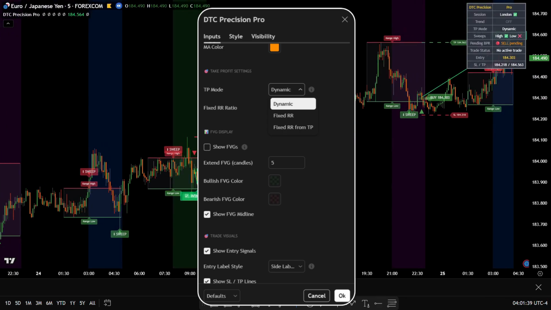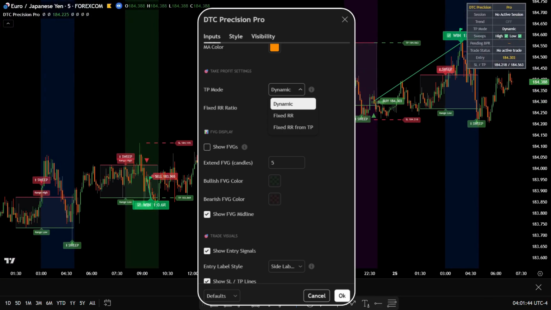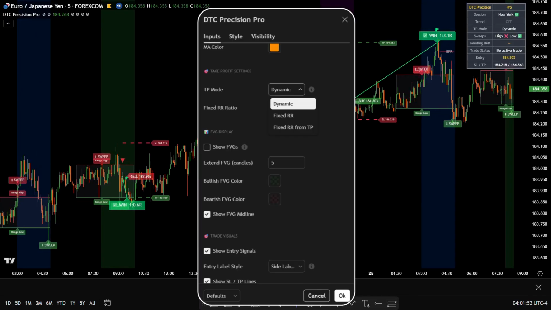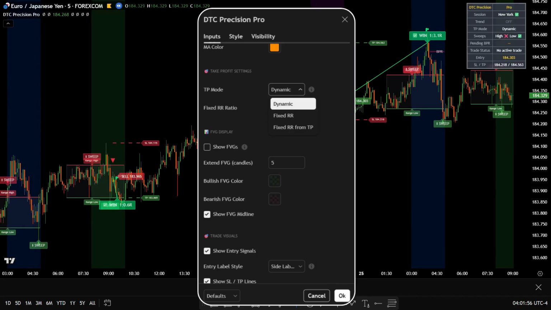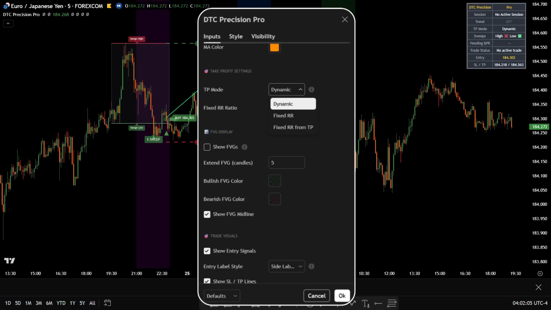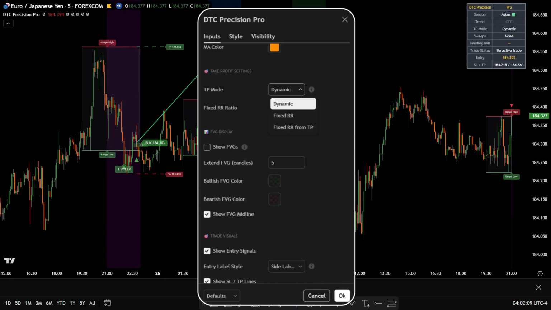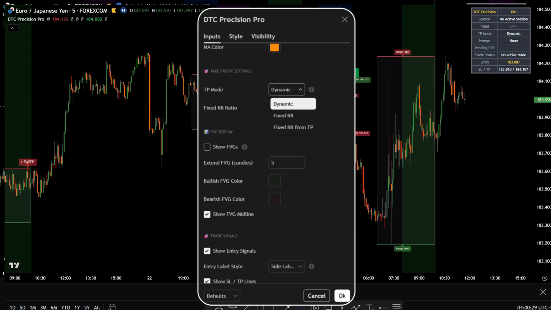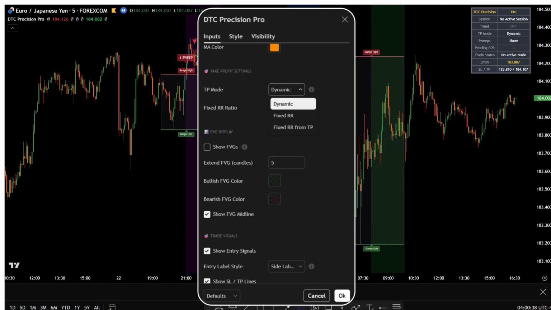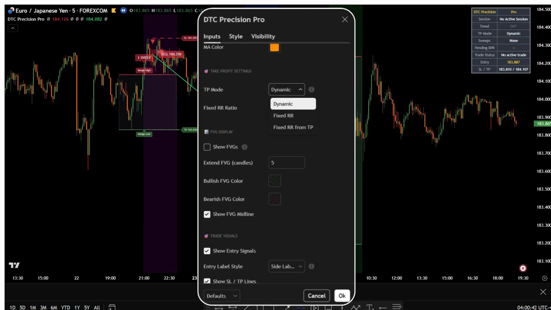Why is this useful? When the range is narrow. If the dynamic TP is only 10 pips away, but the sweep extreme is 20 pips back, your risk to reward would be terrible. You'd be risking 20 to make 10. Fixed RR from TP solves this by tightening the stop to maintain your minimum R to R. The ratio input is shared between fixed RR and fixed RR from TP. You can adjust it in half-point increments.